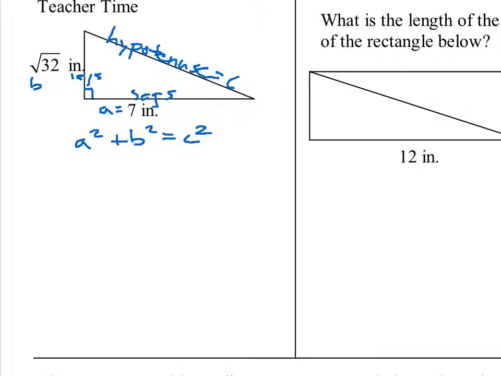What's going to be different is after we plug in our 7 squared, we're going to get to this square root of 32 squared. Interesting. I wonder what I'm going to do about that. Well, 7 squared is 49, and now is the questionable part. Square root of 32 squared. Junior.